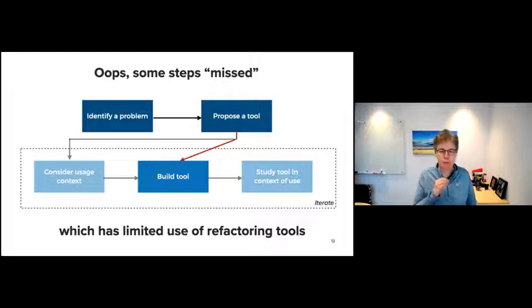People proposed a tool. But what I'm going to show you is that they skipped a step. They didn't actually go and consider how those tools would be used in context. They went right to building the tool, deploying it, and seeing if it could get used. And this has led to some problems.